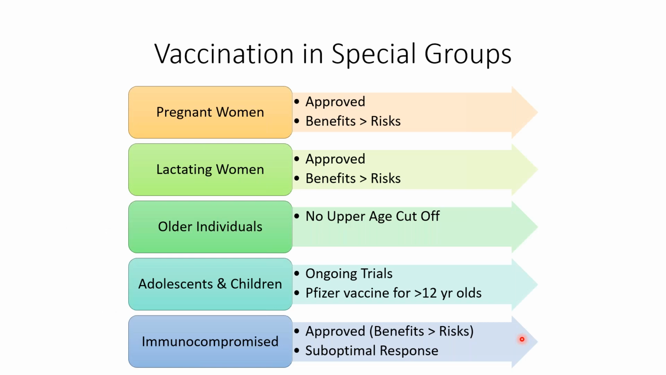Vaccination in special groups: in pregnant women, it has been approved because the benefits are more than the risk. Similarly, in lactating women also, vaccination has been approved. For older individuals, there is no upper age cutoff. For adolescents and children, trials are going on.